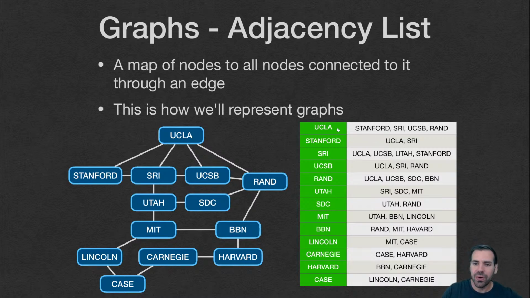And each edge is in this adjacency list twice, because we have what's called a bidirectional graph, meaning you can traverse the edges in either direction. So every edge is going to show up in this adjacency list twice. UCLA connects to Stanford, so Stanford is one of its neighbors. And if we look at Stanford, UCLA is going to be listed as one of its neighbors. So the edge connecting UCLA and Stanford is right here and also right here. It's going to show up twice.